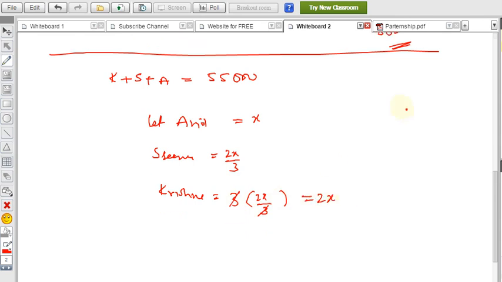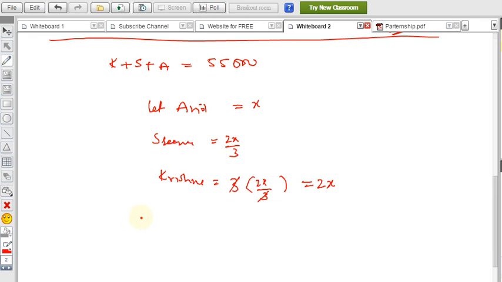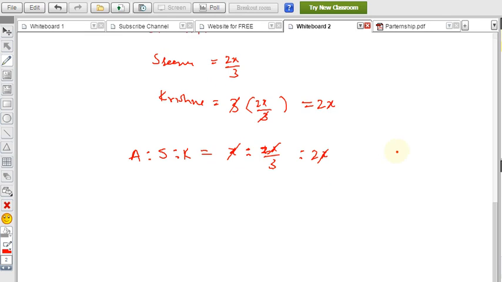Okay. Now we'll go for the ratio. Anil, Srinu, Krishna is X is to 2x by 3 is to 2x. Okay, X gets cancelled. Now 1 is to 2 by 3 is to 2 by 1. No denominator, we can keep 1.